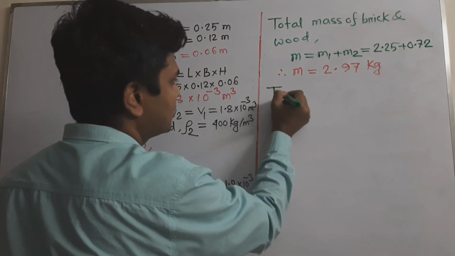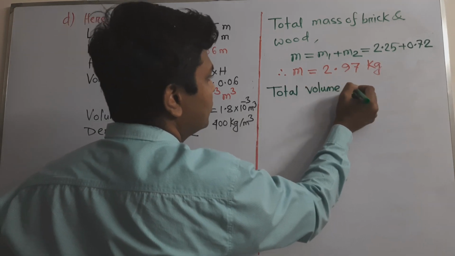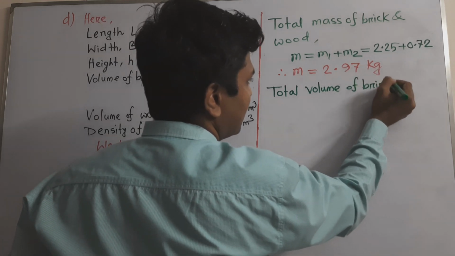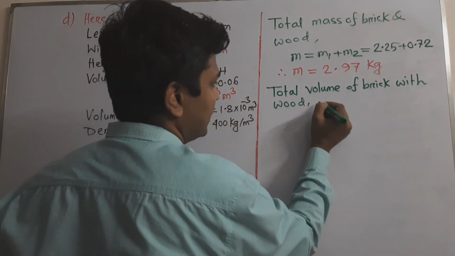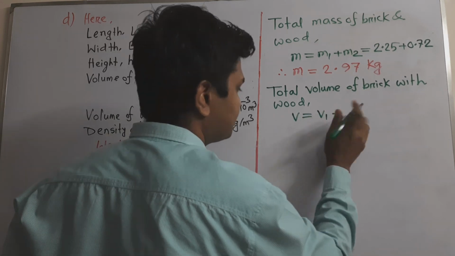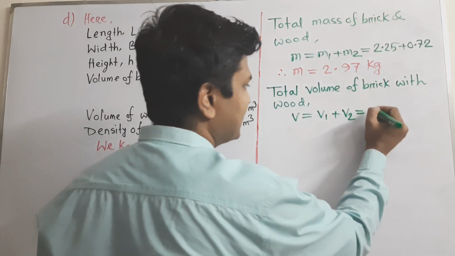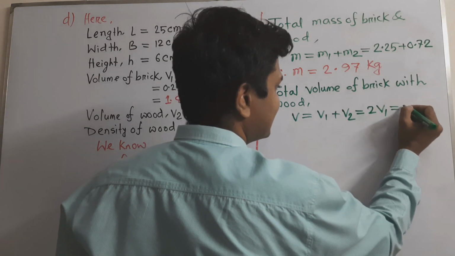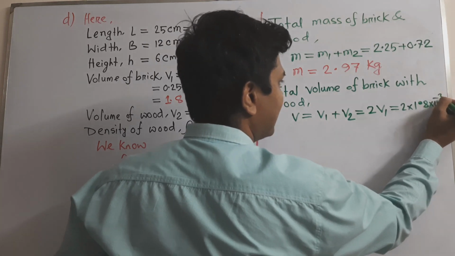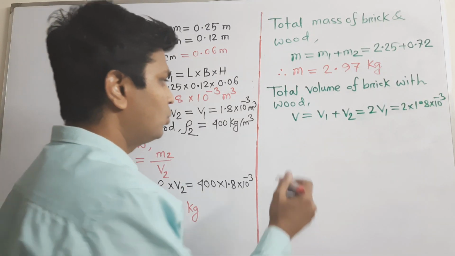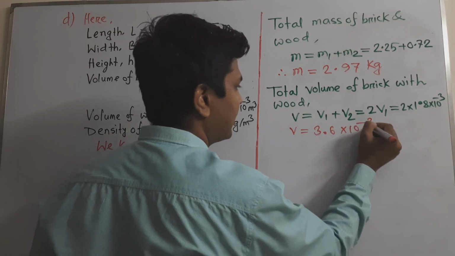And the total volume of the brick and wood. Now we can write here again total volume of brick with wood is V1 and V2, and V1 and V2 will be equal, so we can write here 2V1, that is 2 into 1.8 into 10 to the power minus 3, and the volume will be V equals 3.6 into 10 to the power minus 3.